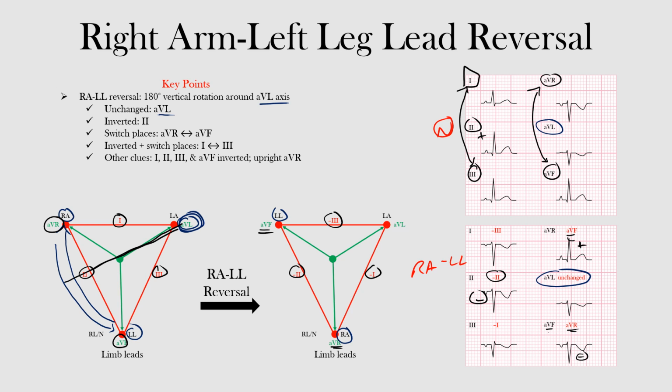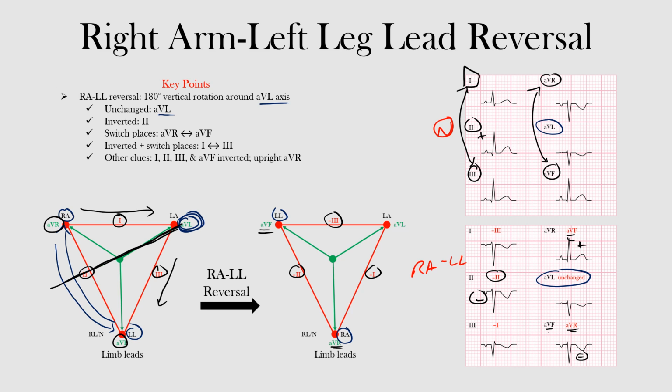Now, in order to know why this is the case, you have to know the directions in which they're directed. Okay, so lead 1 goes from the right arm to the left arm, and lead 3 goes from the left arm to the left leg. Okay, so what you're going to do here is now you're going to rotate it around this.